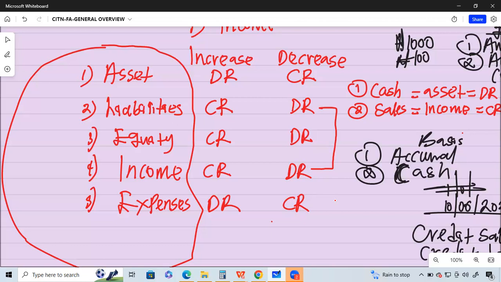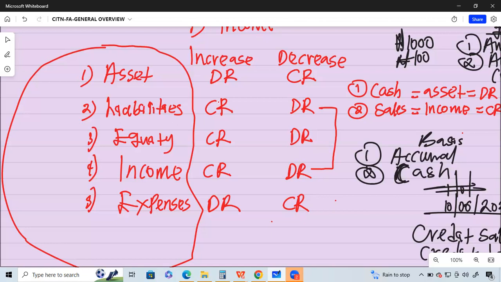And there are some that are format driven. If you want to learn them very well, the first thing you should do is understand the format, the layout: how are we going to present it? And there are some that are not format based, that are just principle. Once you understand the principle, debit this, credit this, you are fine.